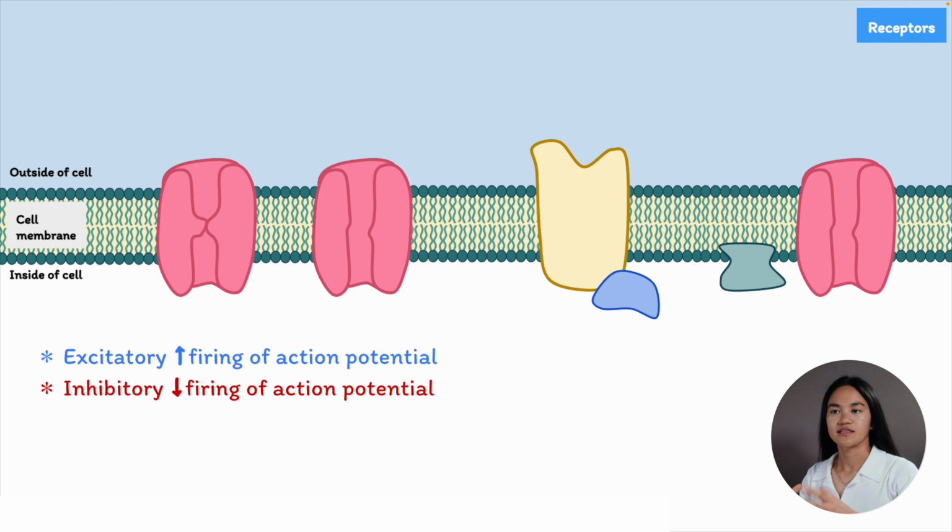Now, typically, a single neurotransmitter can bind to and activate various different receptor proteins. The presence of a certain neurotransmitter's receptor on the postsynaptic cell determines whether its effect is excitatory or inhibitory at specific synapses. Now, we can divide the receptors that are activated by neurotransmitters into two main groups.